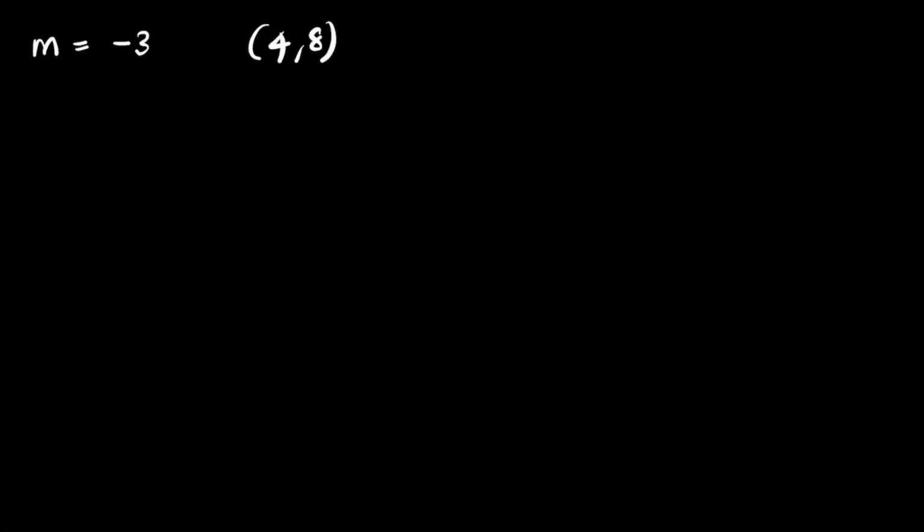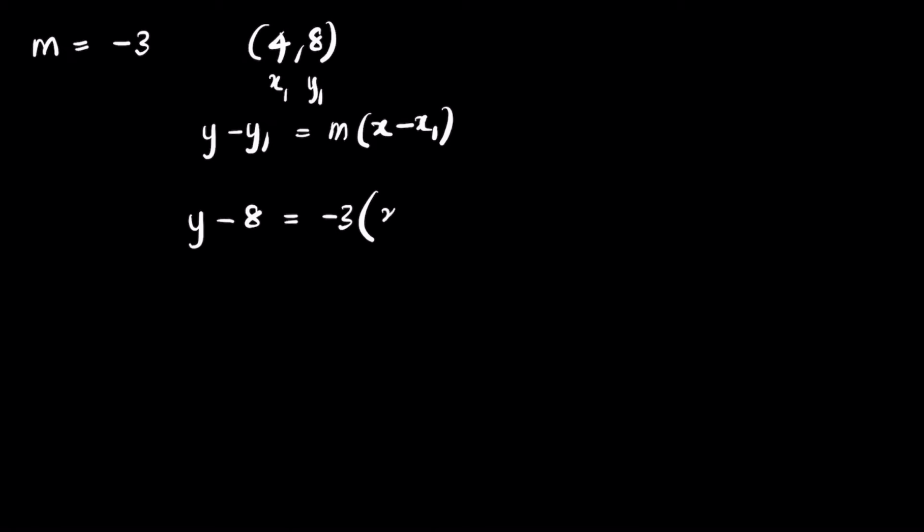Now let's try and find the equation. So how will you write the formula? So y minus y1 equal to m times x minus x1. So y minus, remember y is the variable, don't touch the variable. So x1 and y1. So y1 is 8, so y minus 8 equal to m, which is negative 3, times x minus x1, which is 4. So y minus 8 equal to negative 3x plus 12.